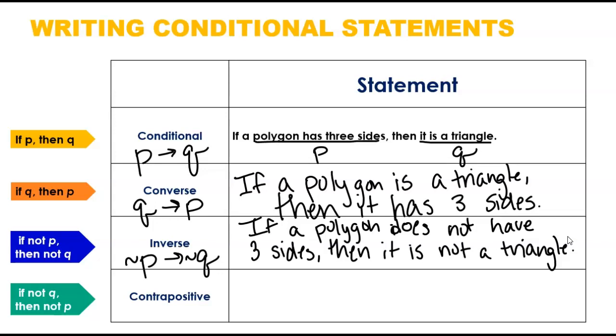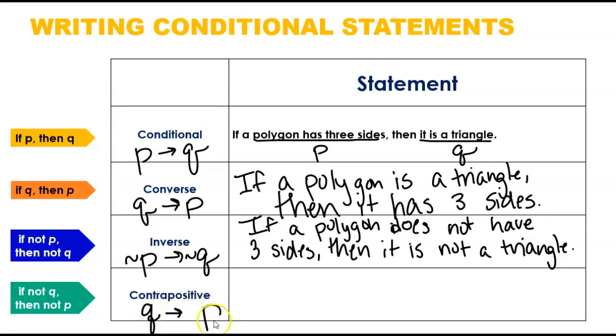Okay, and the last one is contrapositive. Okay, so we switch them. So it'd be Q to P, and we negate both of them. So it says, if a polygon has 3 sides, then it is a triangle. We're going to switch it so we can look back at our converse statement. Okay, so the contrapositive here. So we're going to switch it and negate it.